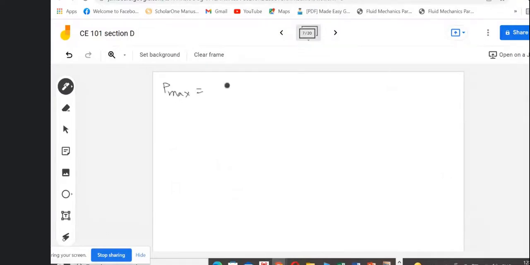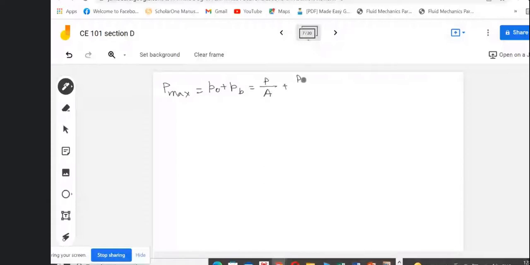This P max is P naught plus PB, that is P by A plus P into E by Z. This P minimum is P naught minus PB, that is P by A minus P into E by Z.